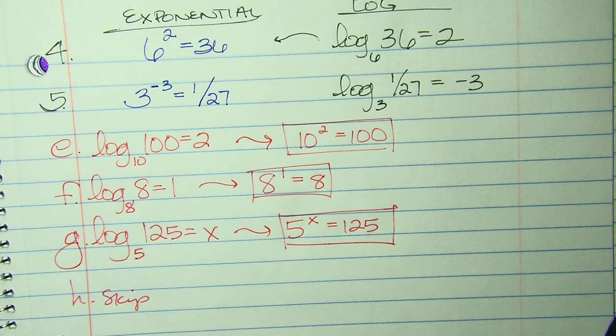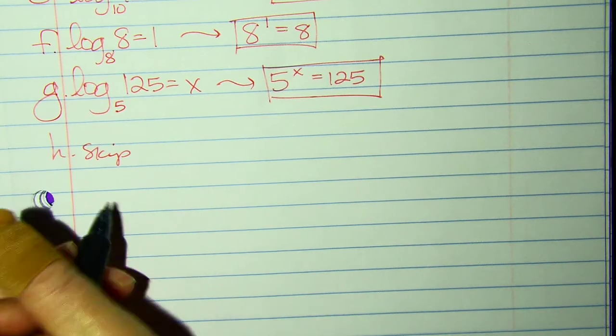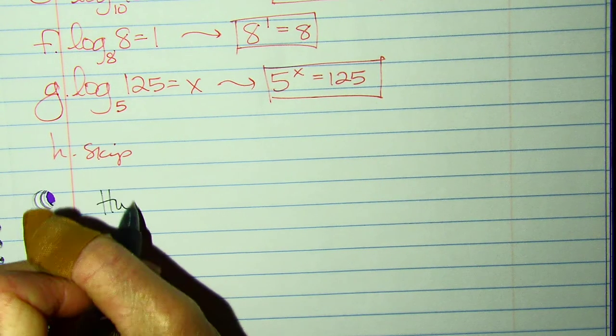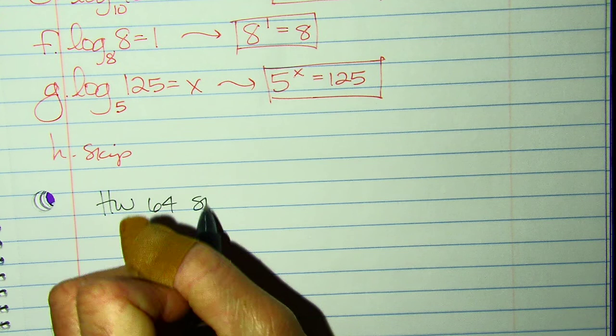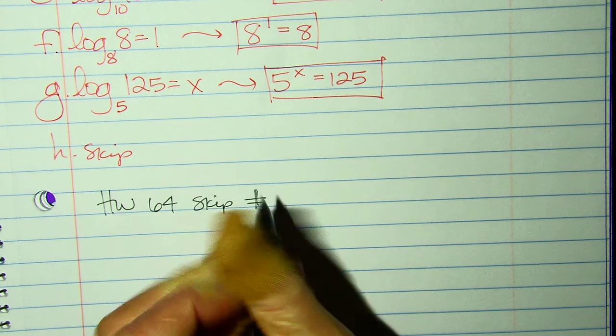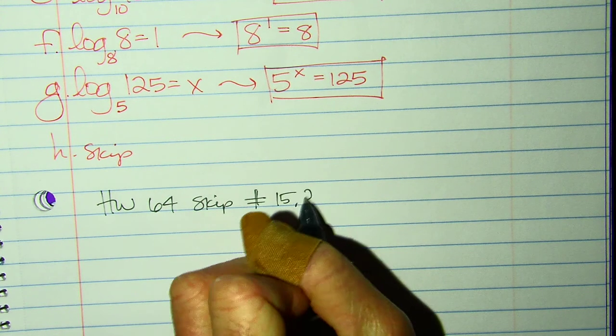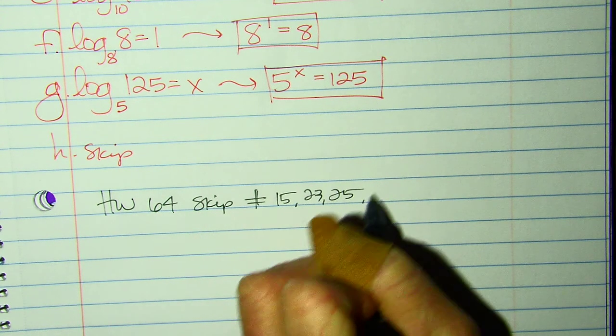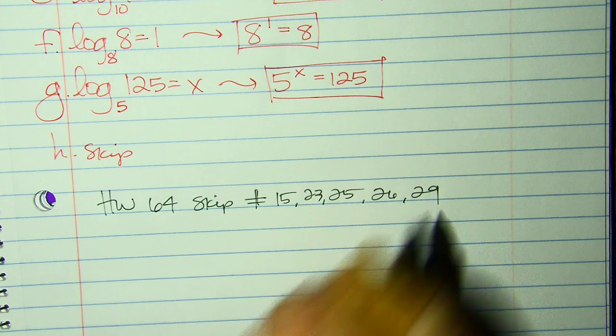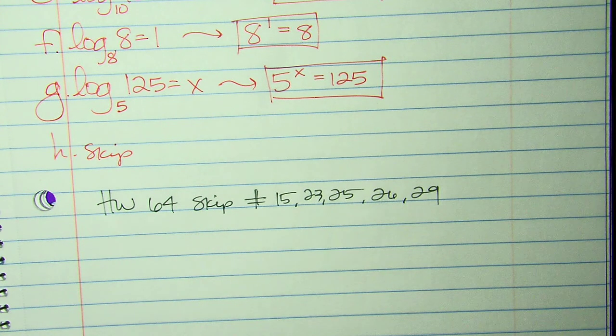And that is it for this lesson. I'm going to go ahead and write on here what you're going to skip for homework. So for homework 64, skip numbers 15, 23, 25, 26, and 29. Sorry, this is A3. Thank you.